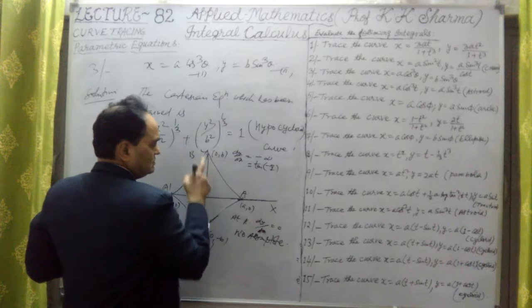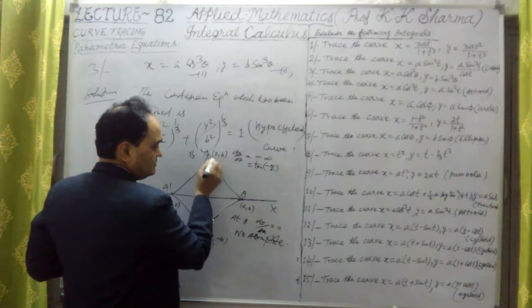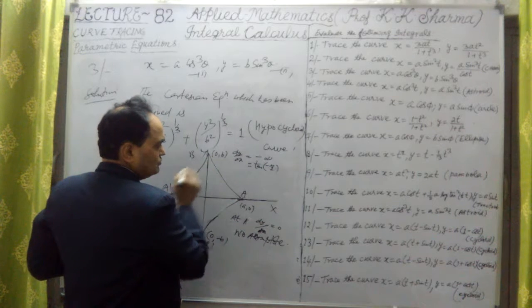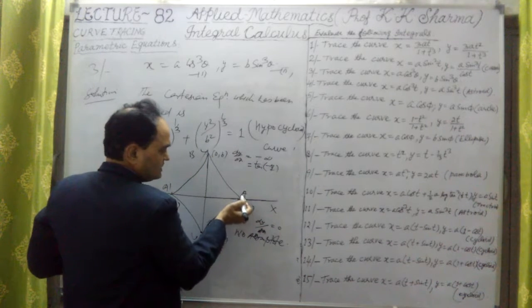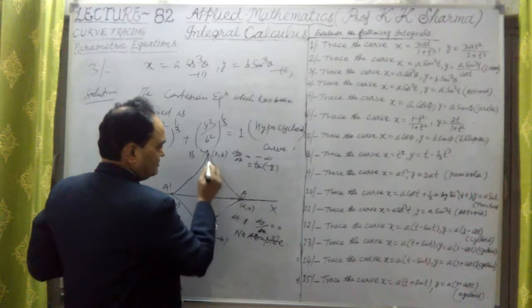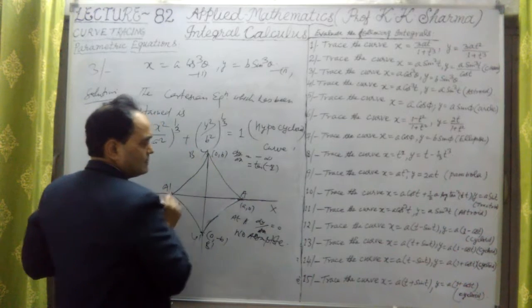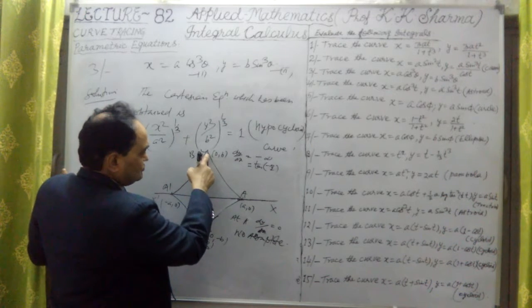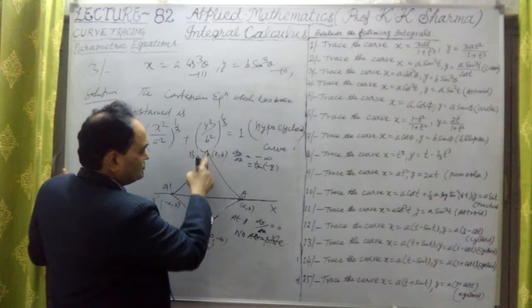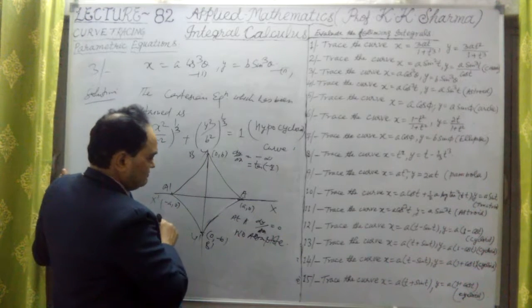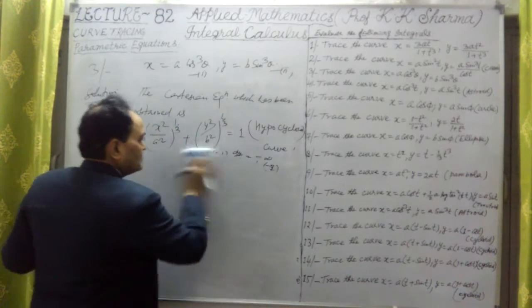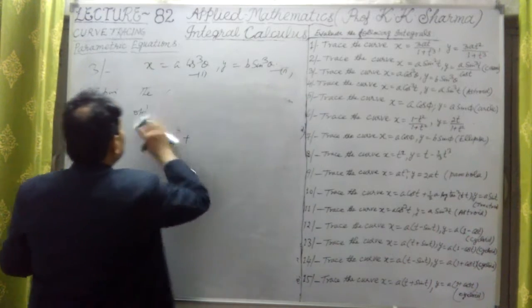So at this point the tangent is making a 90 degree angle. At the point 0,B, the y-axis is working as the tangent line. With the x-axis it's making a 90 degree angle, but here the y-axis is along the tangent, since the curve is meeting the y-axis at this point. So the tangent is along the y-axis. This is what we had to prove. This is the second curve, a hypocycloid curve.